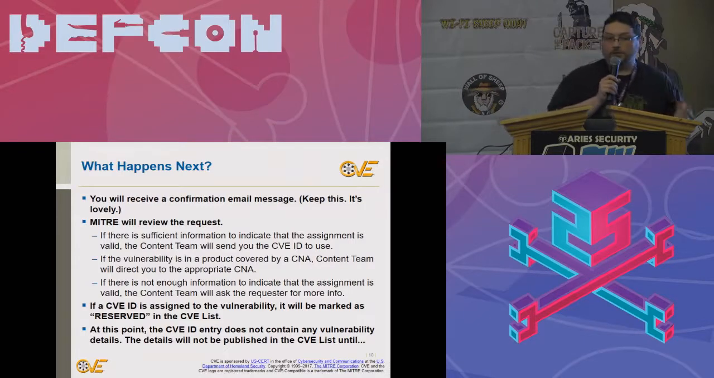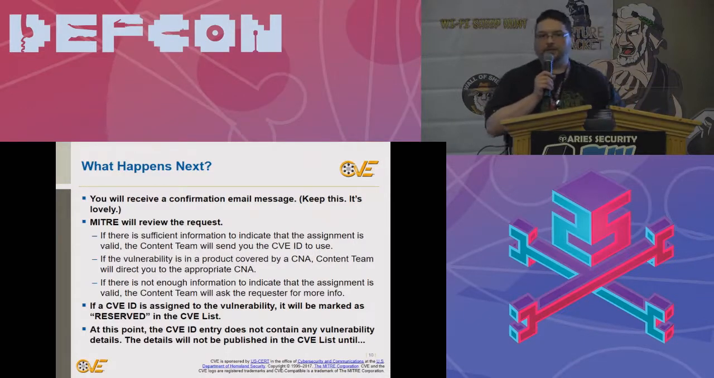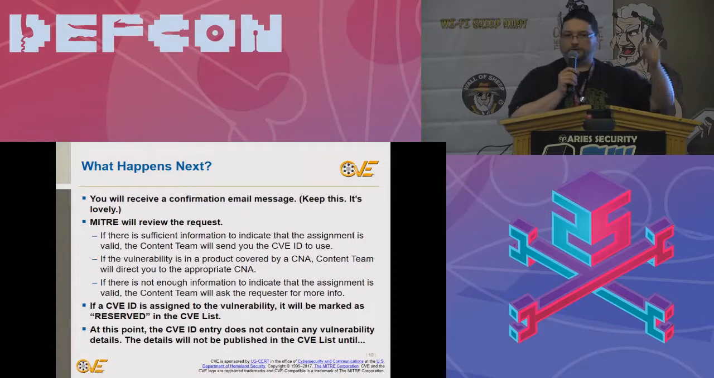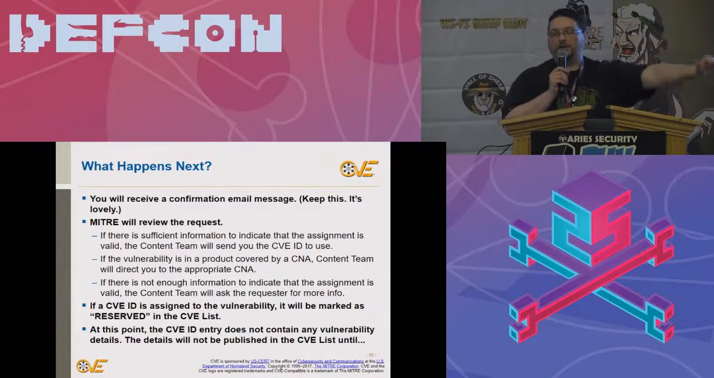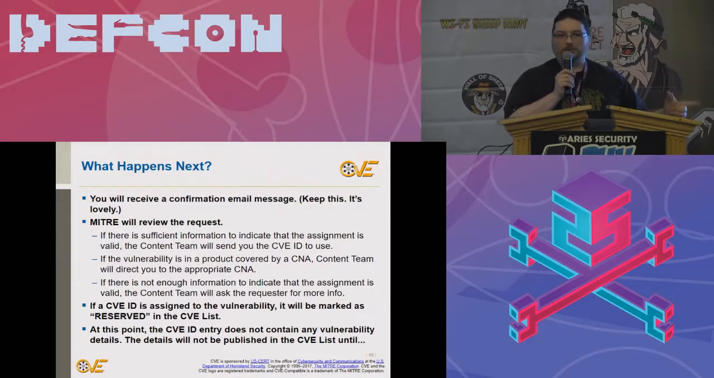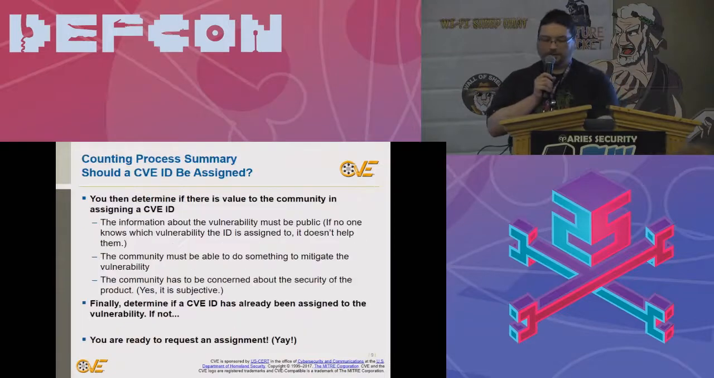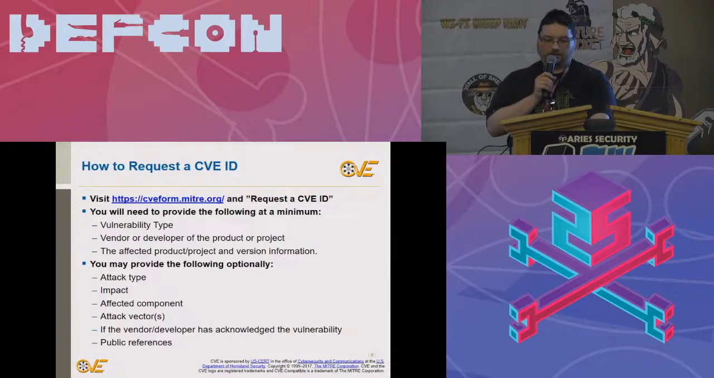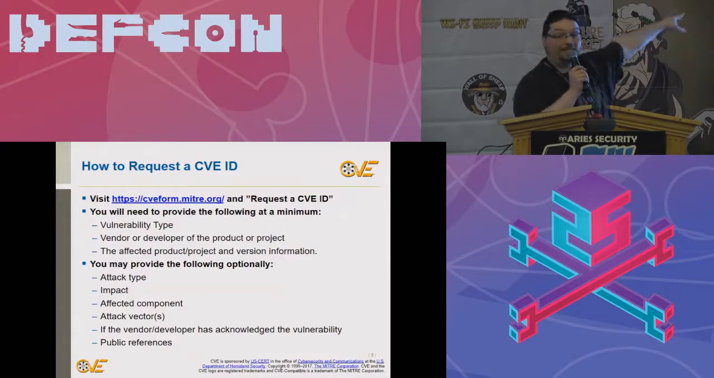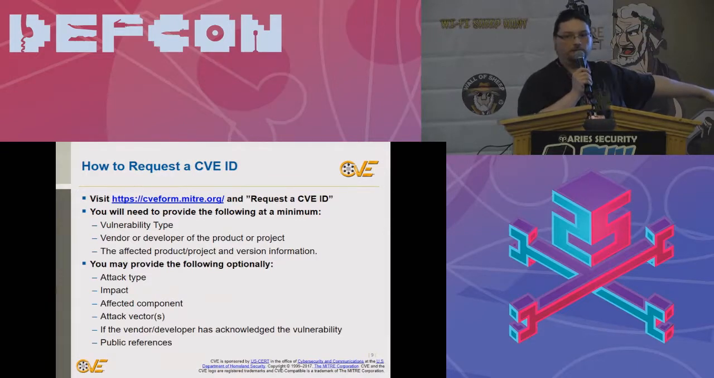Why? It's reserved because we don't have enough information to publish it in our database. We either don't have the public references, or the information that we've been given by whoever requested it was not enough to say, yes, this is a unique vulnerability. That's why you see so many of these. A lot of times people come to us and say, I need a vulnerability for X, Y, and Z, and we get those first three things, but that's not enough. You need the references to publish.